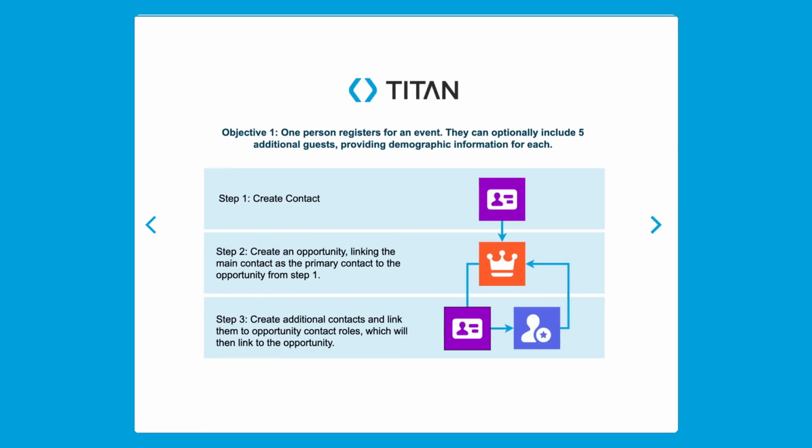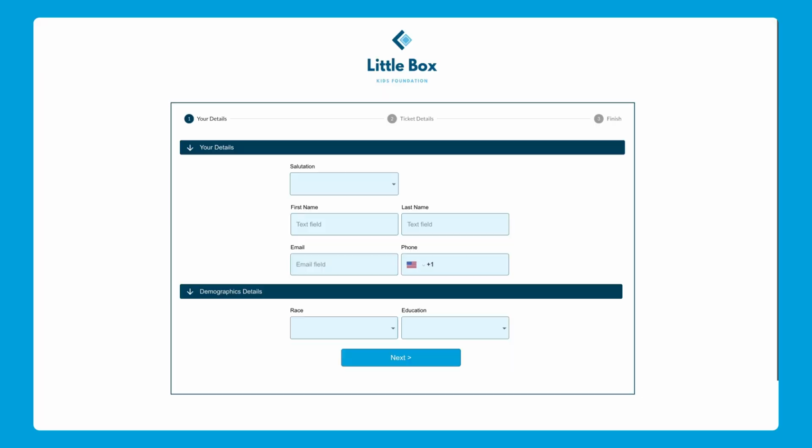The first objective we're going to focus on is one person registers for an event. They can optionally include 5 additional guests, providing demographic information for each. Now, step one, we'll create a contact. Step two, we'll create an opportunity, linking the main contact as a primary contact to the opportunity from step one. And then step three, create additional contacts and link them up to opportunity contact roles, which will then link to the opportunity. To do this, I'll quickly go ahead and fill out some details.